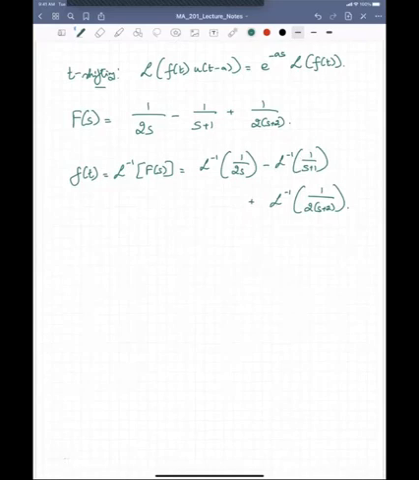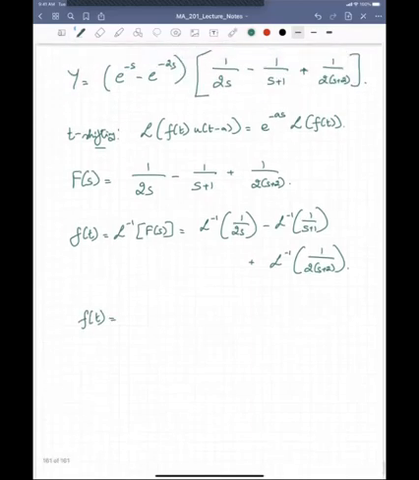1 over s, right? So if the Laplace transform of a constant is 1 over s, the first guy is just half times 1. The constant meaning constant equals 1. So the first guy is just half times 1. The Laplace transform of 1 is 1 over s. So the first guy is easy to guess. f of t for the first one is just 1/2.